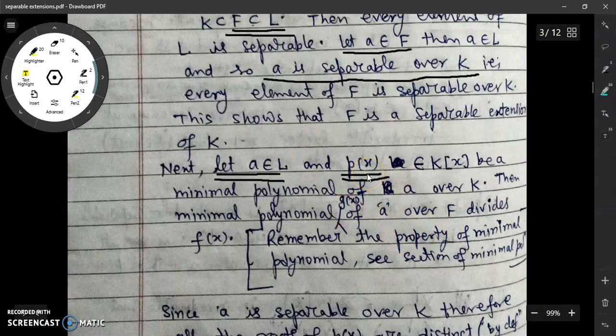Now, since L is separable over K, all the roots of p(x) are distinct, and so all the roots of g(x) are distinct. It means this polynomial is irreducible. This suggests that A is separable over F. That is, L is separable over F. So we have proved it.